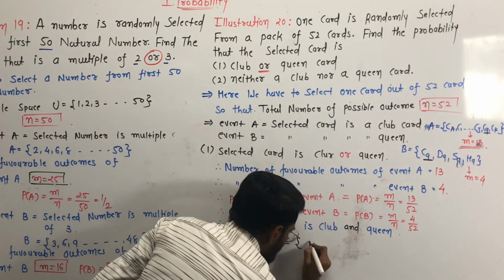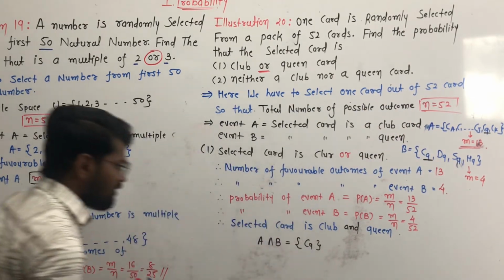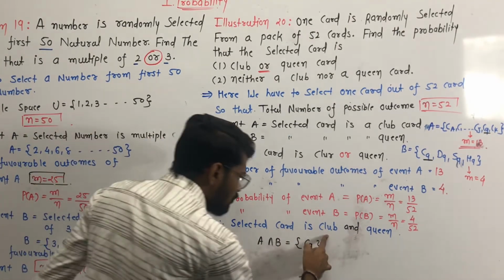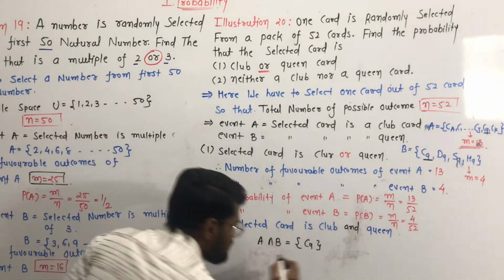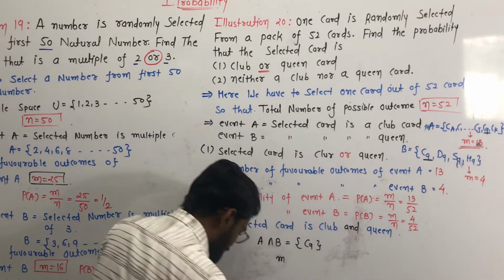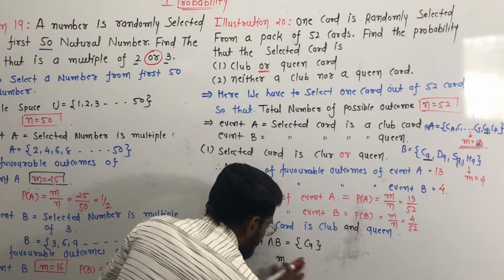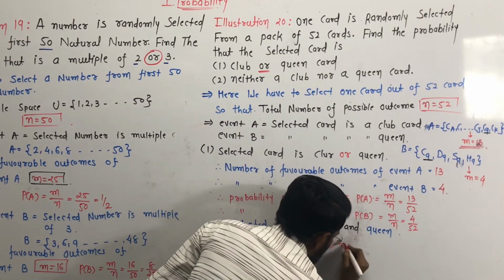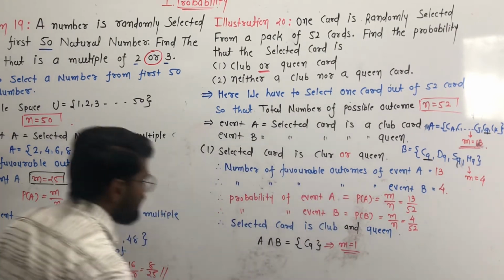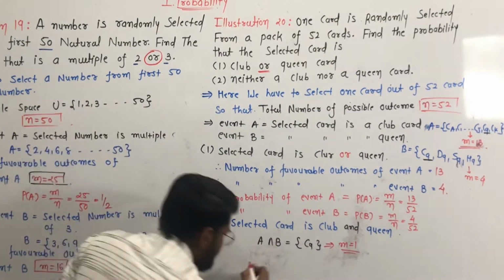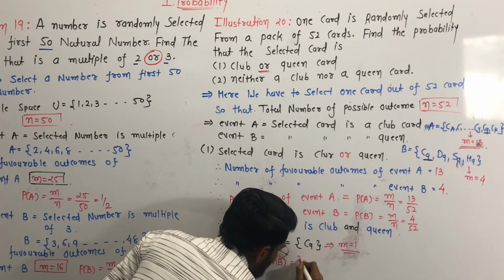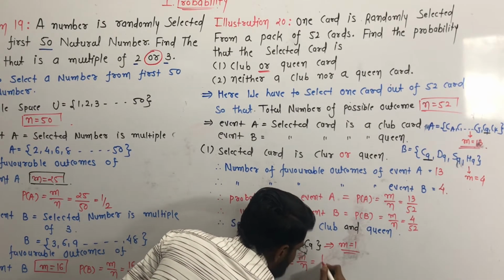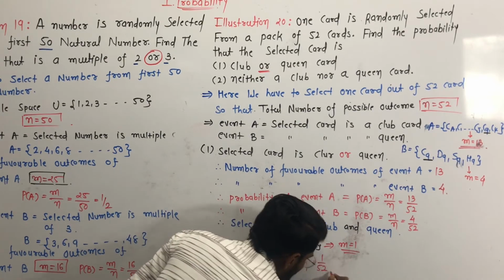So the common element is the queen of clubs, and the number of favorable outcomes for the selected card being club and queen, M, is equal to 1. So we can find the probability of this event: P of the intersection of events A and B is equal to M by N, where M is equal to 1 and N is equal to 52.